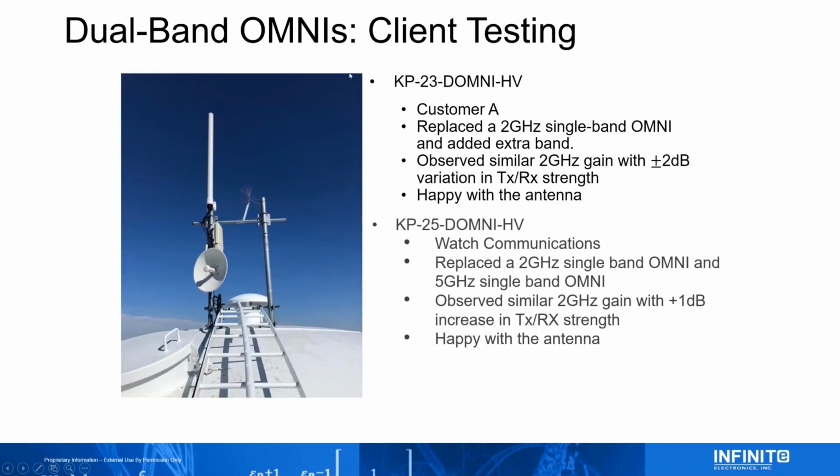And here's some client testing we did. What he did was he pulled his old 2 gig Omni off and added the dual band, and then the extra 5 gig band. And he saw a very similar strength with his 2 gig Omni that he had before, plus or minus 2 dB in the transmit and receive. He was very happy with it, the customer A.